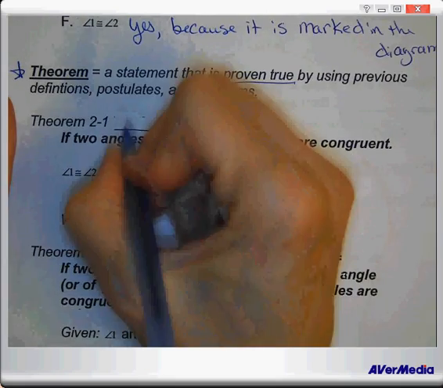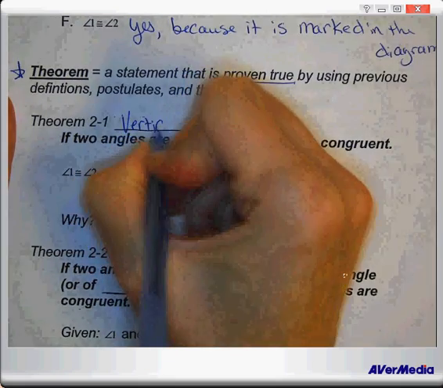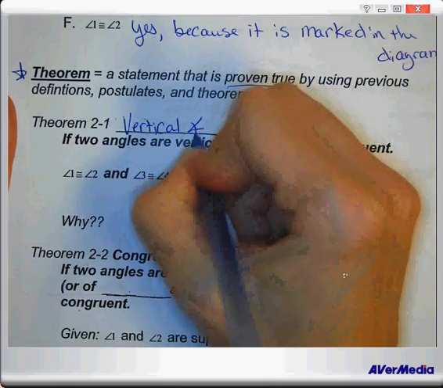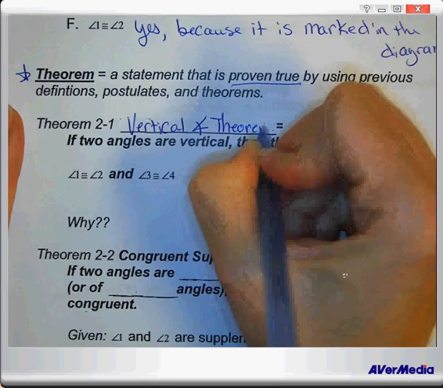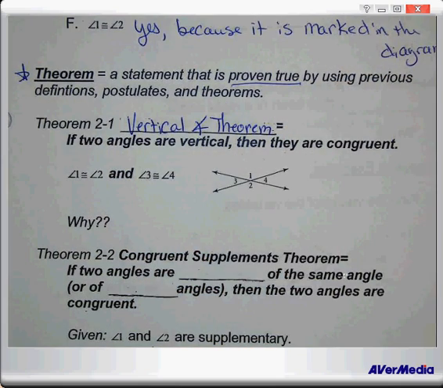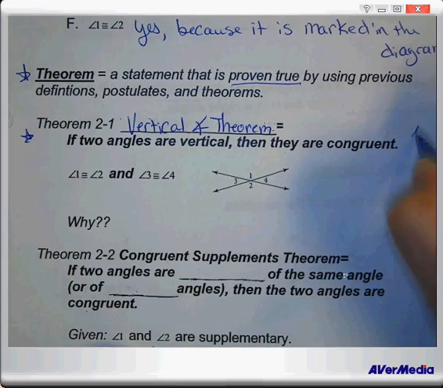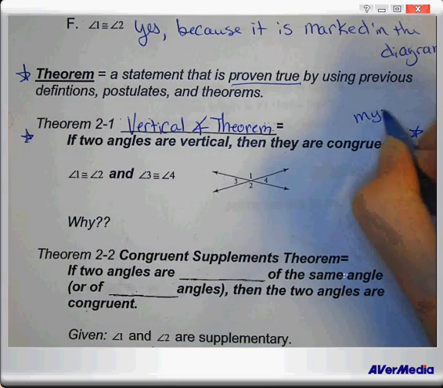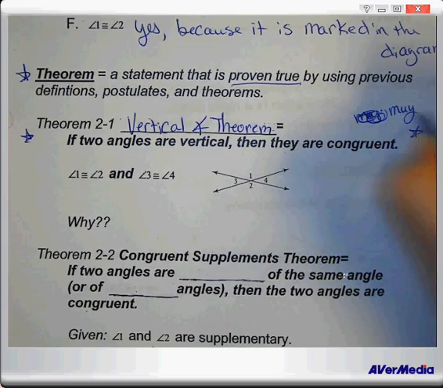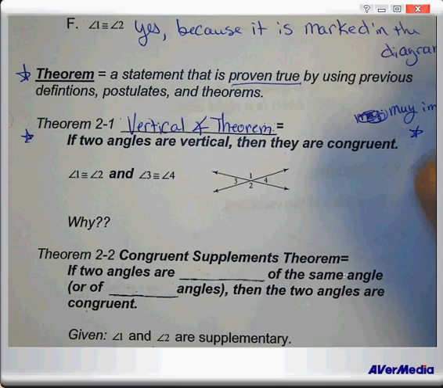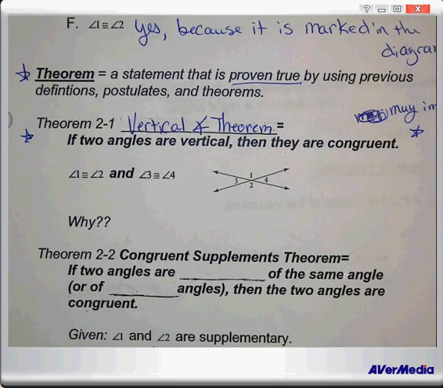The first one's called the vertical angle theorem. You can abbreviate it with the angle symbol and theorem, and you can actually put TH for theorem too. I'm pretty okay with that. Now here, it's one of those fundamental theorems we use over and over again. So for emphasis, put muy, oops, I put a Y there. We'll respell that. Muy important. Make sure it means very important, by the way.